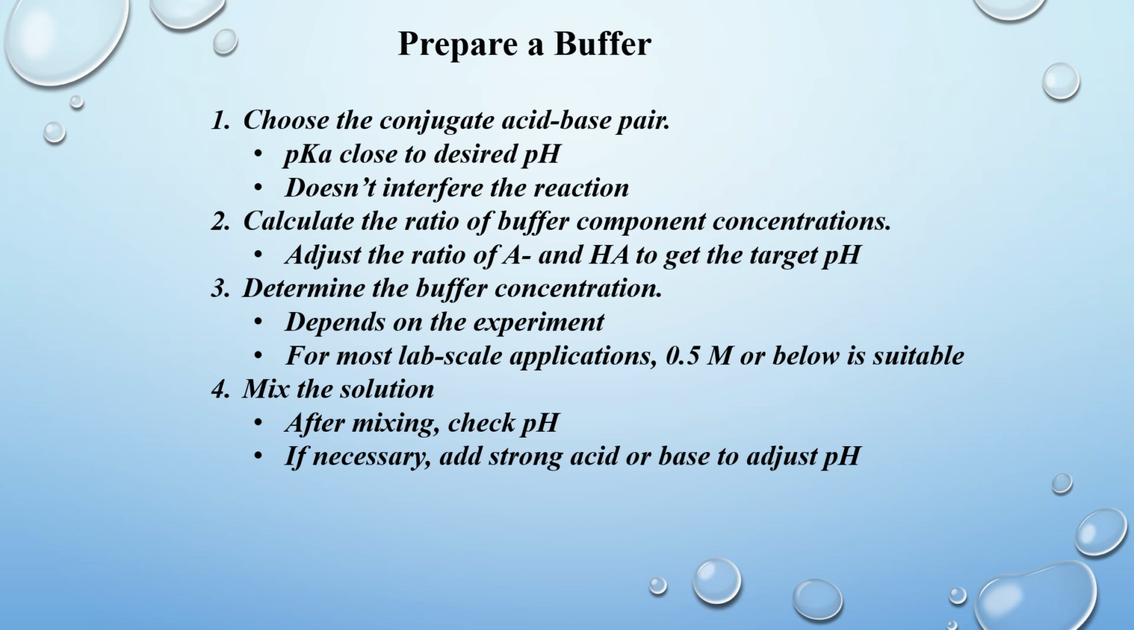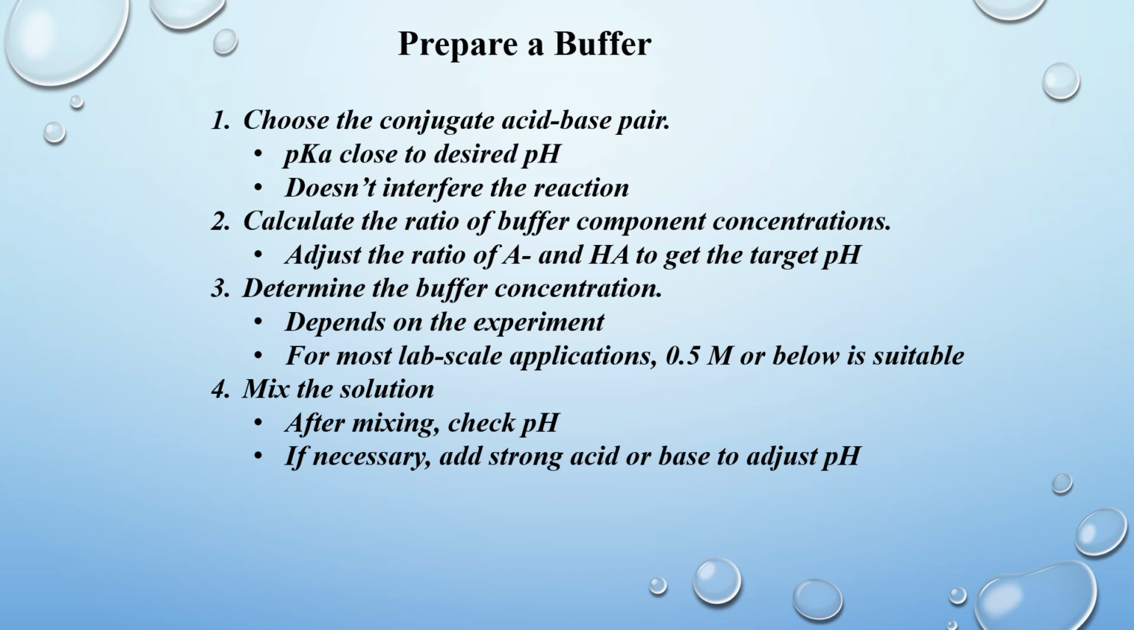The second step is to calculate the ratio of the buffer components. Sometimes you cannot find an acid that has the exact same pKa value that matches the pH you want, so you can actually adjust it by changing the ratio of the acid and base a little bit. We already talked about how to do that in the previous example problems. So you can adjust the ratio of the acid and base you add a little bit to achieve the target pH.